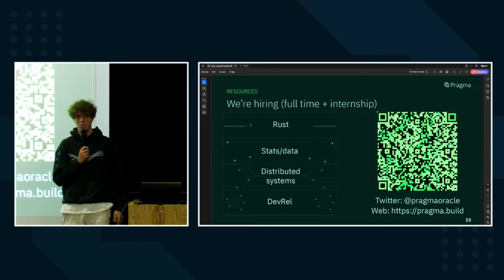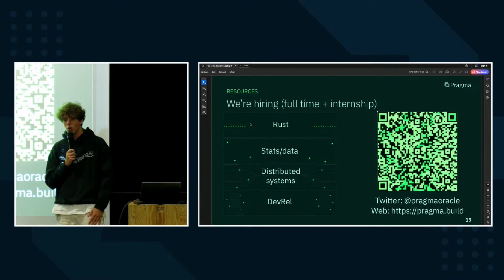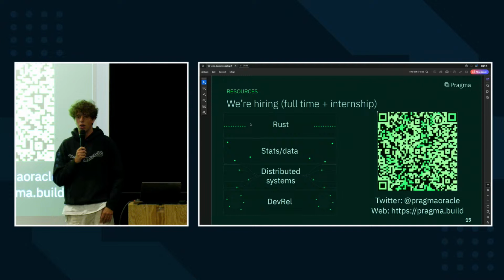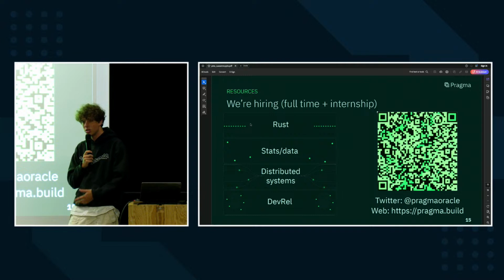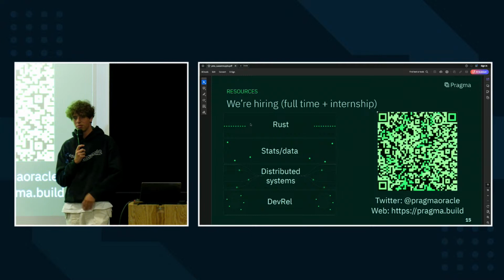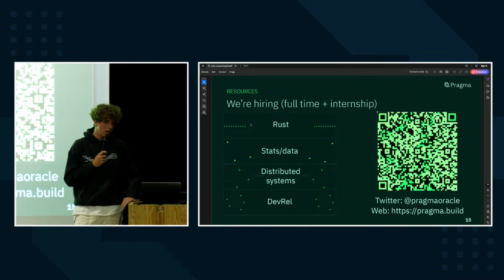Yeah, so I will try not to be so long. At Pragma, we do a bunch of stuff. We've been building for almost 2 years. We do mostly Rust. We do Cairo as well. We do Python, JavaScript, many technologies, and we are growing a lot.